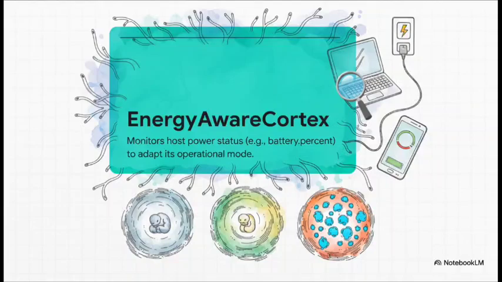And this is where the sophistication of this thing really shines. The energy-aware cortex acts like a nervous system. It's constantly checking if the host machine is plugged in or what its battery level is. And based on that, it shifts its own behavior between different modes: low power, balanced, and high performance. The key thing here is that it's actively trying to preserve its host, making sure it survives by not draining the battery too quickly. It's smart.